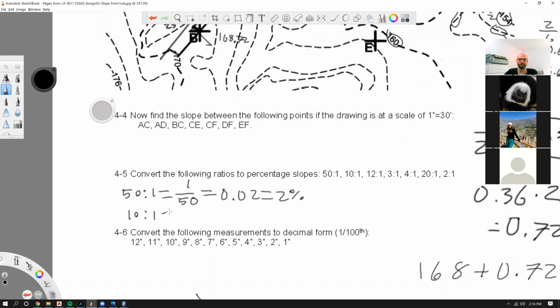10 to 1 is 1 divided by 10, which equals what? 10%. Right? 0.1, 10%. Yeah, 1 divided by 10. So that's 10%. 0.1 equals 10%, because we're going to move the decimal point over 2, right? So there's going to be another 0, an imaginary 0 there, and that gives us 10%. Does that make sense? I'll do the rest.